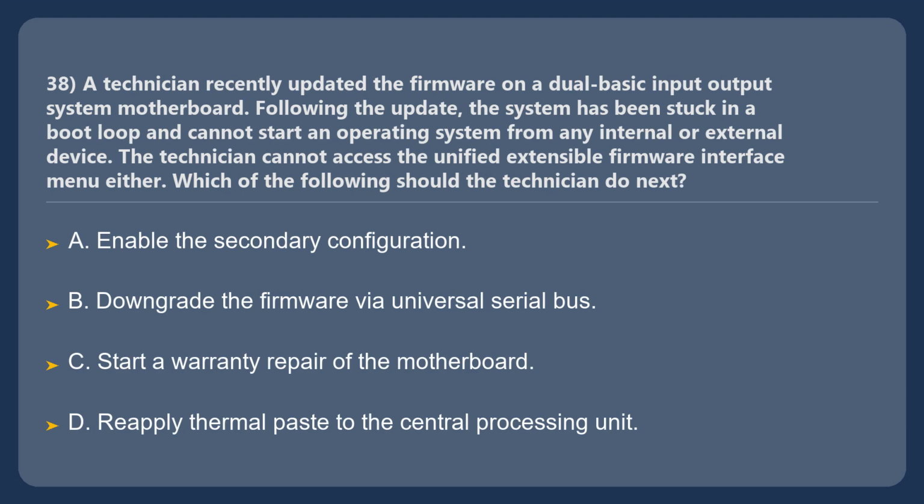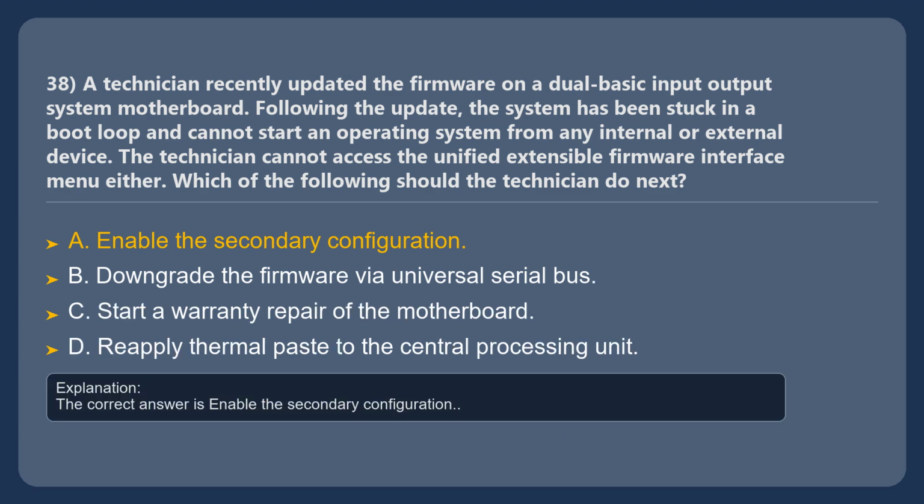Question 38. A technician recently updated the firmware on a dual basic input-output system motherboard. Following the update, the system has been stuck in a boot loop and cannot start an operating system from any internal or external device. The technician cannot access the unified extensible firmware interface menu either. Which of the following should the technician do next? Option A, enable the secondary configuration. Option B, downgrade the firmware via universal serial bus. Option C, start a warranty repair of the motherboard. Option D, reapply thermal paste to the central processing unit. The correct answer is option A, enable the secondary configuration.